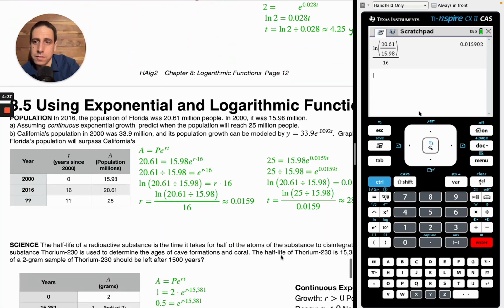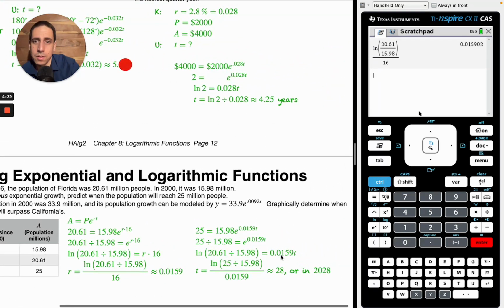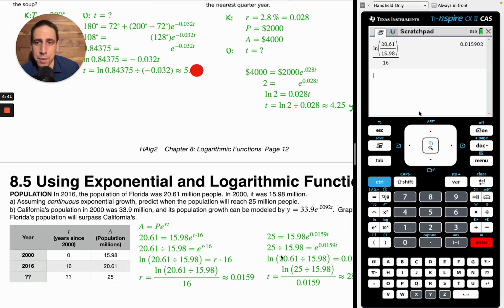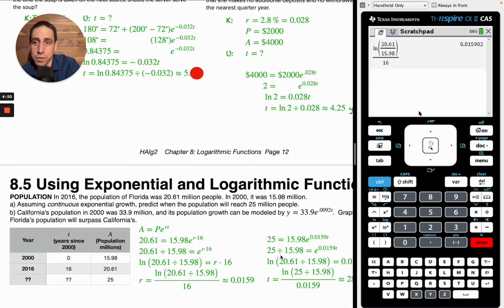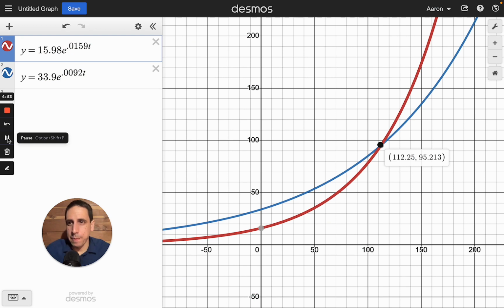That's part A. Part B looks like this. California's population in 2000 was 33.9 million, and its population growth can be modeled by this equation. Graphically determine when Florida's population will surpass California's.